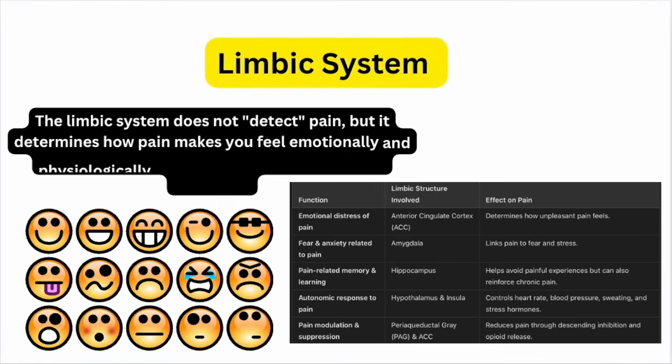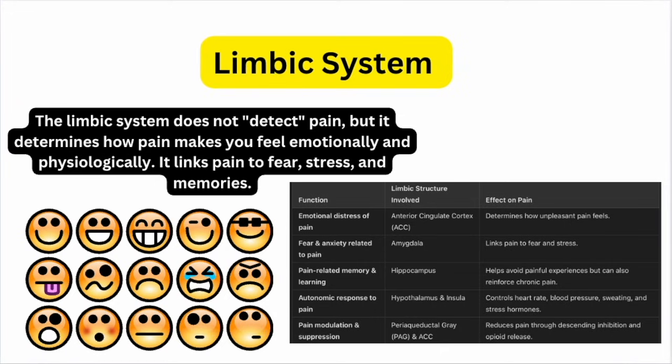The limbic system does not detect pain, but it determines how pain makes you feel emotionally and physiologically. It links pain to fear, stress, and memories. Down here we have a chart explaining emotions, the function, and the structures involved in the limbic system.